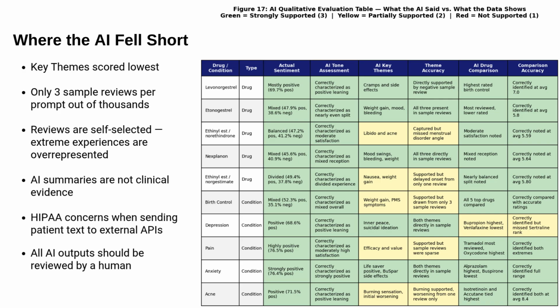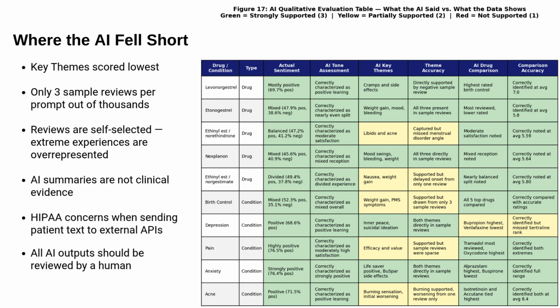Now, the AI wasn't perfect, and I think it's important to be honest about that. The weakest area was key themes, and if you look at the table, you can see the yellow cells concentrated in that theme accuracy column. The reason this happened is pretty straightforward. We only fed the AI 3 sample reviews per drug and condition. So for something like birth control, which has over 38,000 reviews in the dataset, the AI was only seeing 3 of them. So that's a tiny window, and it shows.